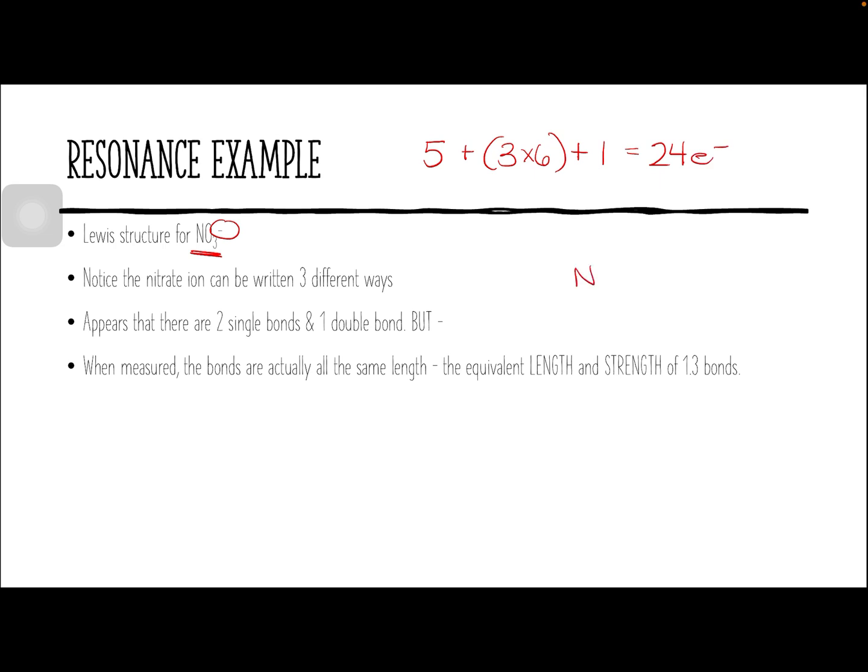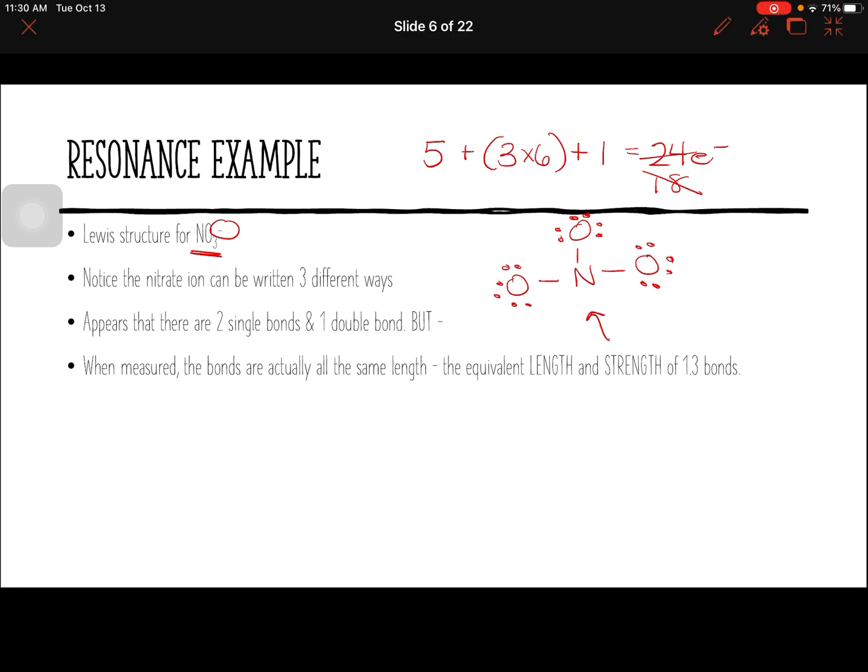The nitrogen is our center, and then we put our oxygens around the perimeter, attach them each with a bond, so that's 6, so there's 18 left. So when we draw in those 18 electrons, we're now out of electrons. However, the nitrogen is not obeying the octet yet, and it needs to. So I have options here.